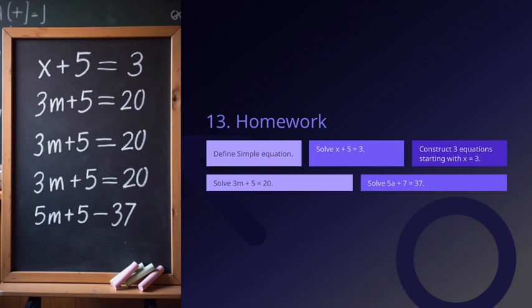Then, move on to x plus 5 equals 3. Think about what you need to do to get x alone. After that, you'll solve 5x plus 7 equals 37. Again, focus on undoing the addition first, then dividing if needed. Lastly, I want you to practice constructing 3 equations starting with x equals 3. This will help you understand how to create equations based on a given value.